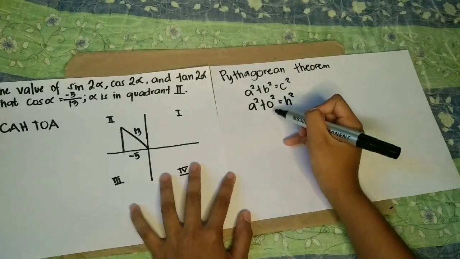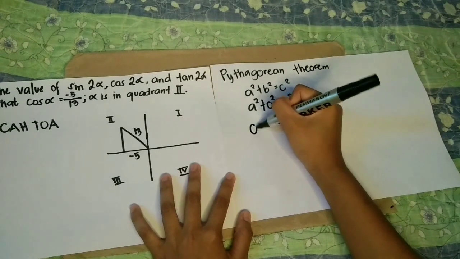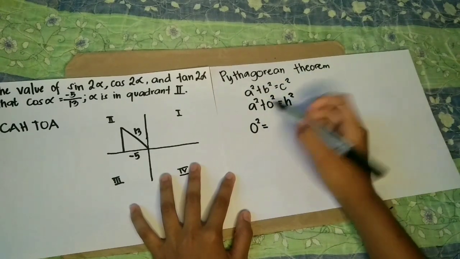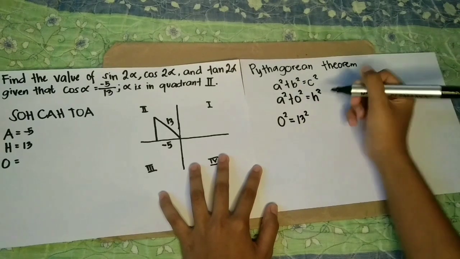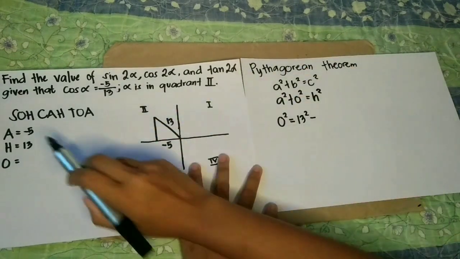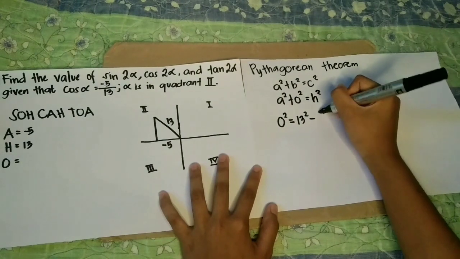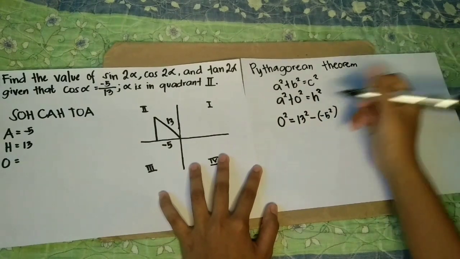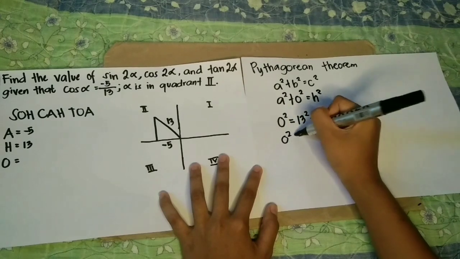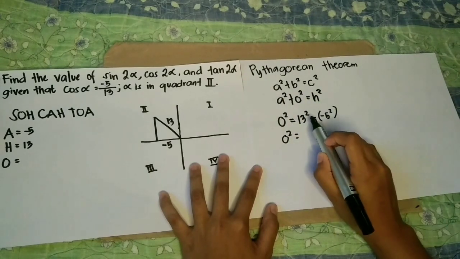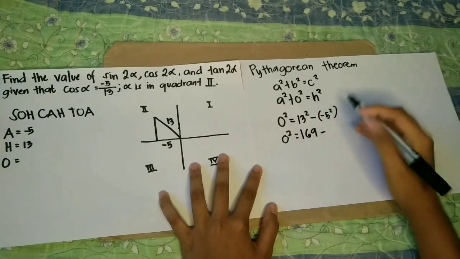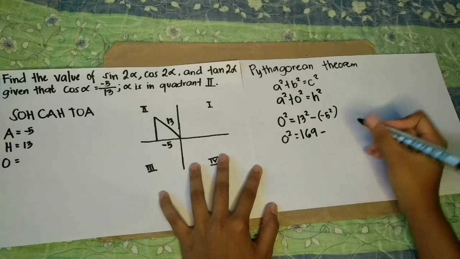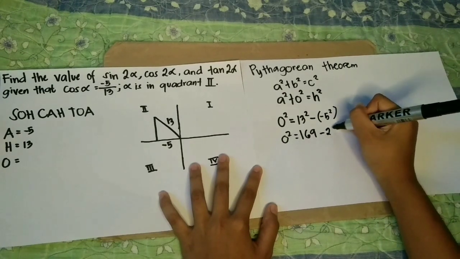So the missing side here is the opposite, so we need to use opposite squared is equal to the hypotenuse, which is 13, squared, minus the adjacent, which is negative 5, so negative 5 squared. So it will be 13 times 13 is equal to 169, minus negative 5 times negative 5, which equals positive 25 rather.